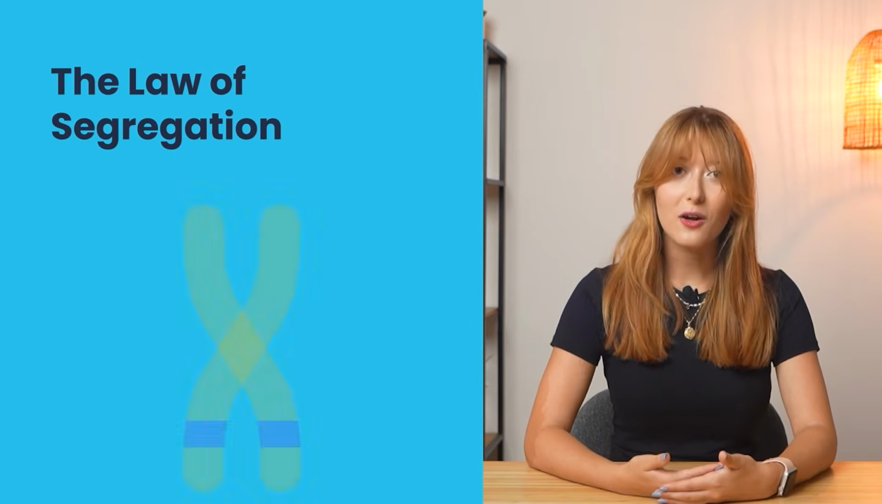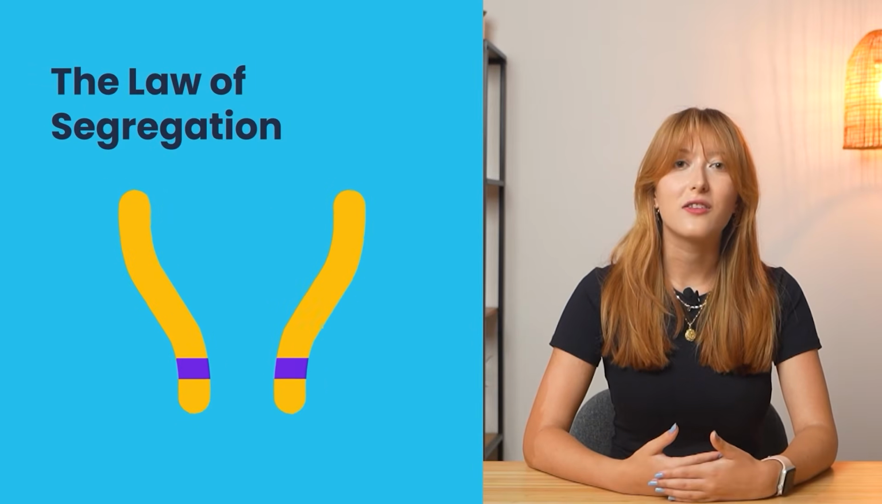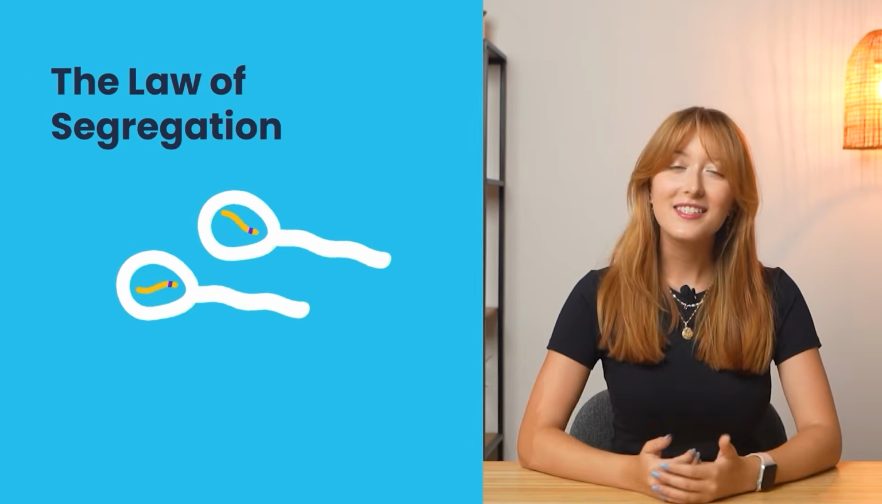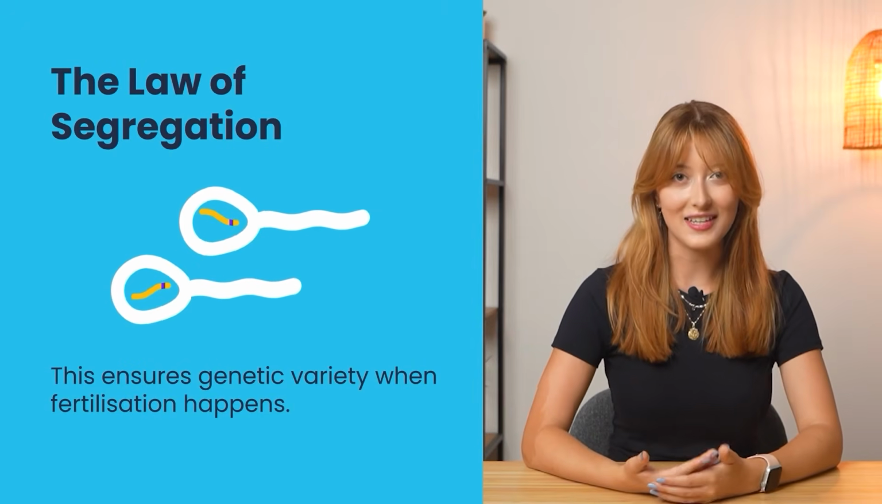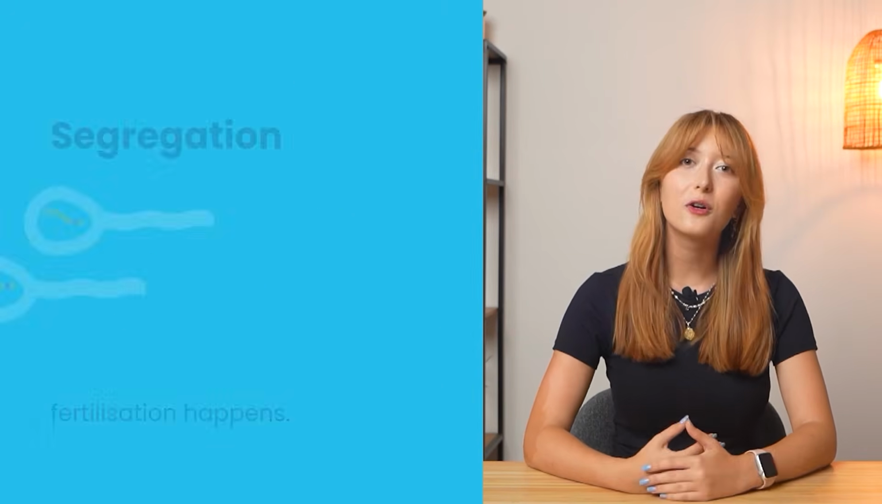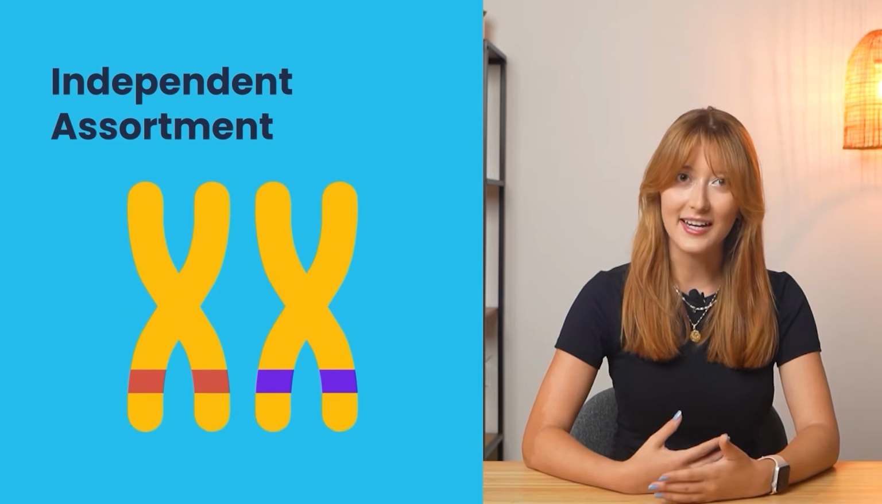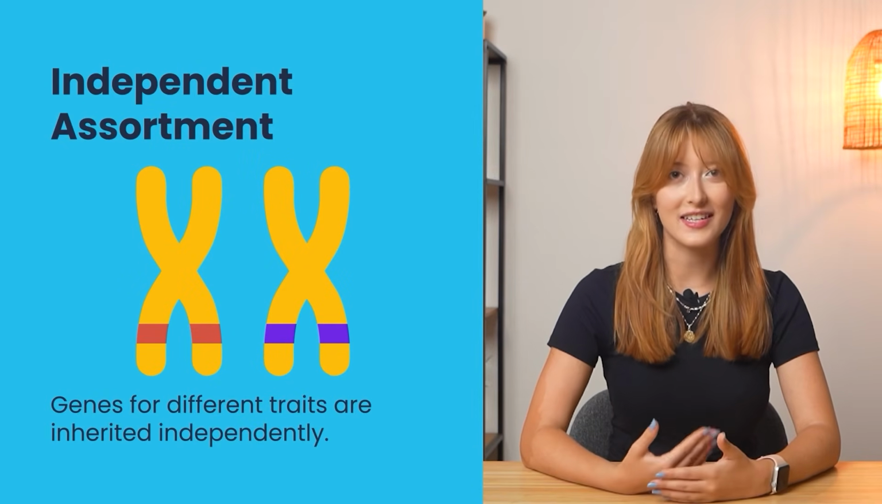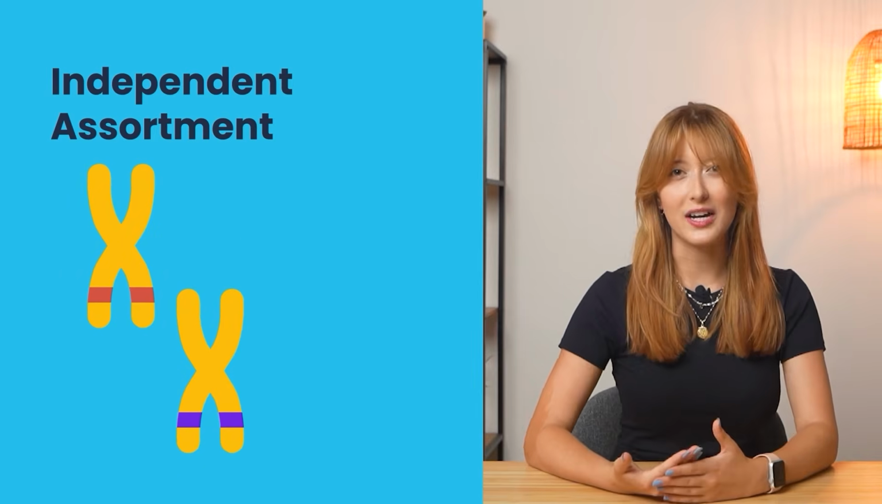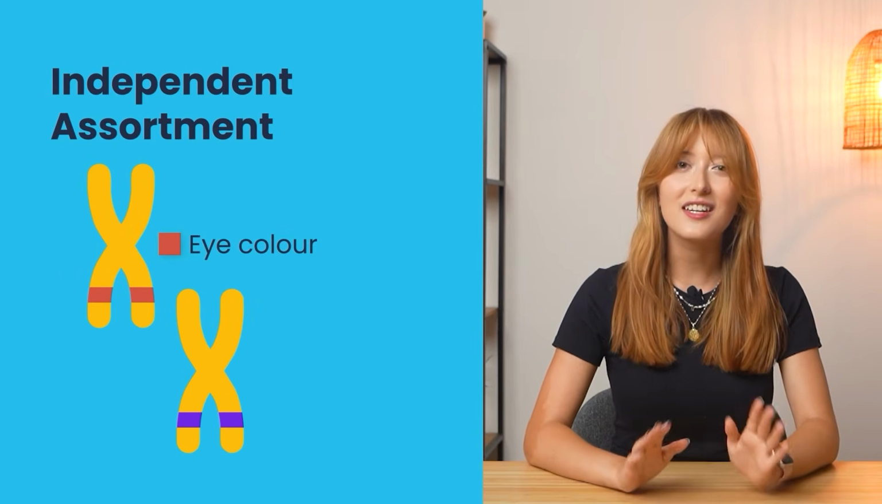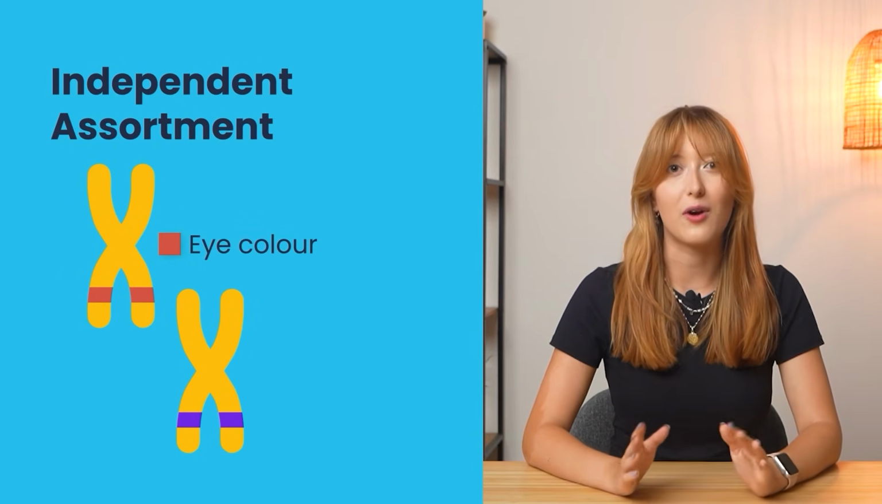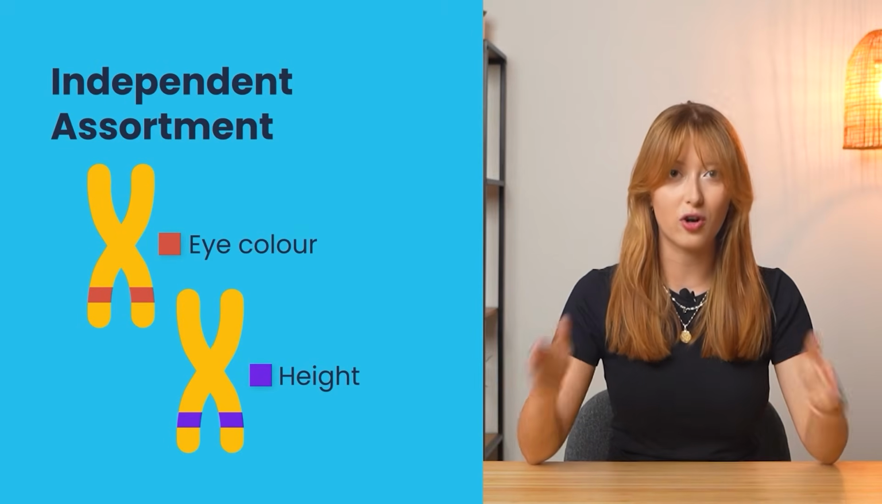Mendel also discovered the other 2 key principles. First of these was the law of segregation. During meiosis, alleles for a trait are separated so that each gamete only gets 1 copy. This ensures genetic variety when fertilization happens. The second one is the law of independent assortment. This basically states that genes for different traits are inherited independently, meaning inheriting one trait, for example, eye color, doesn't influence the inheritance of another, for example, height, as long as the genes are on different chromosomes.